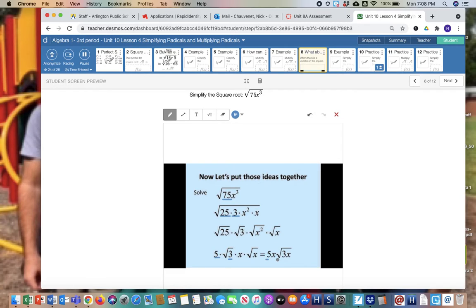So that's it for the numbers part of it. Now for the variables part of it, I'll switch colors for emphasis. So x to the third, how many sets of 2 can I make out of x to the third? Well, 1 set of 2 with 1 left over. So if I have 1 set of 2, I take 1 x on the outside, I have 1 left over, I leave 1 on the inside. So I'm going to get 5x square root of 3x.